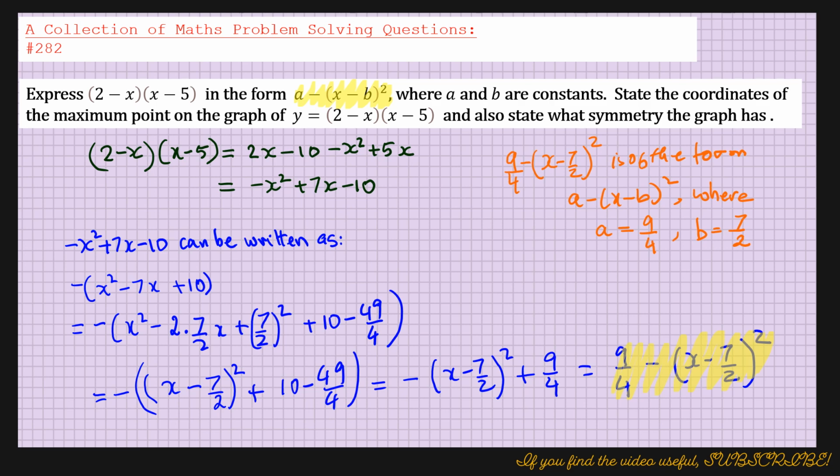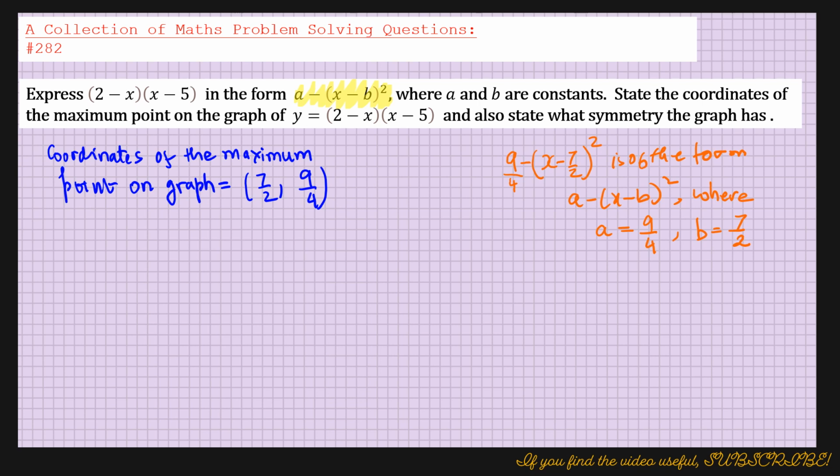And now the coordinates of the maximum point. Of course the coordinates of the maximum point are going to be 7 over 2, because x is 7 over 2, so that's the x part, and this is the y part. So 7 over 2, 9 over 4. Right, so that's the coordinate of the maximum point.